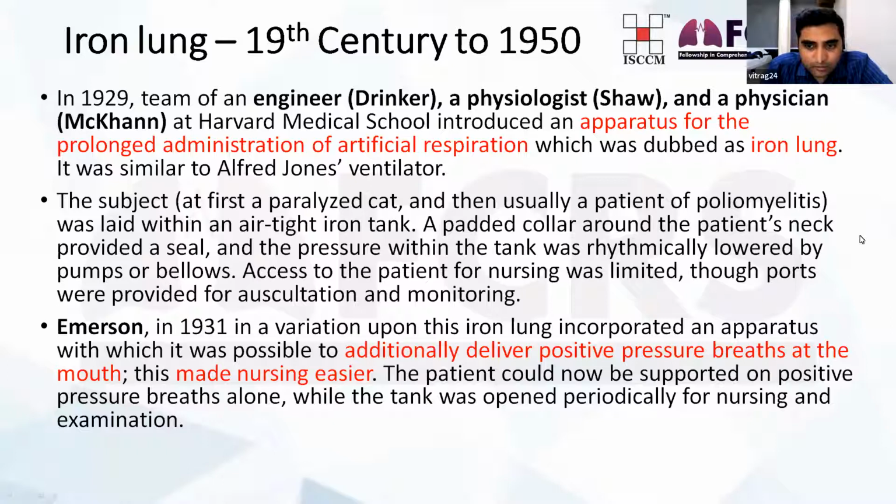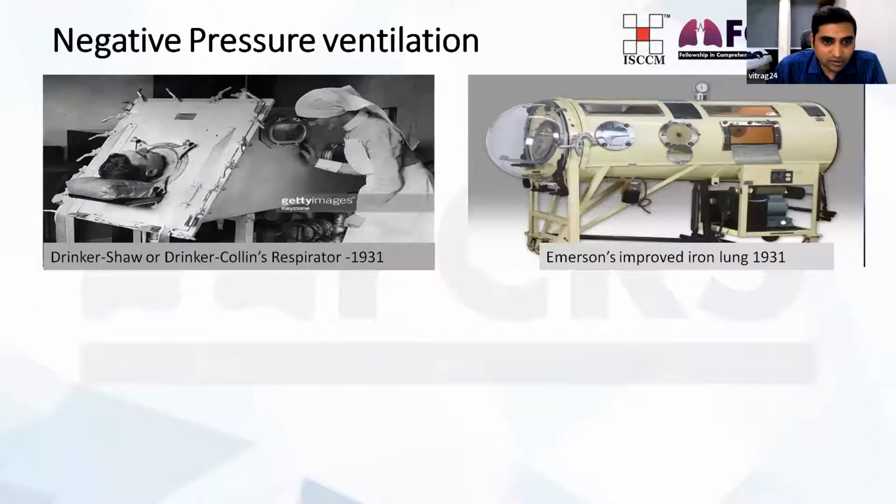So now the patient could be supported on positive pressure breaths alone while the tank was opened periodically for nursing and examination. So here is the picture representation of the Drinker-Shaw or Drinker-Collins respirator. You can see the head is outside and the rest of the body is inside, and the nurse is seen from this window part. And this is the modification of Emerson's iron lung.